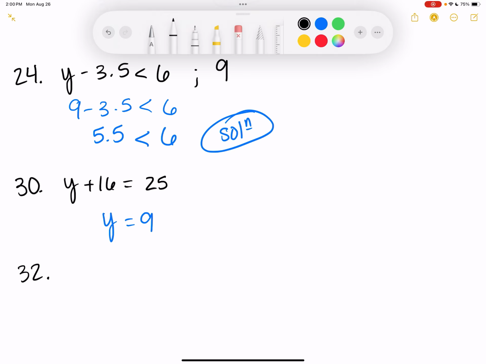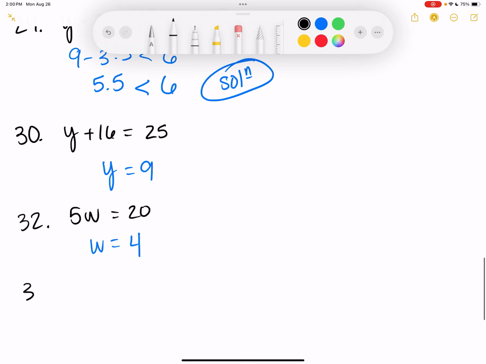32, 5w equals 20. W equals 4. 34, f divided by 6 equals 4. f equals 24.